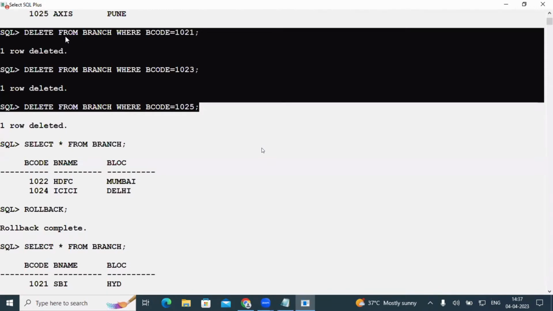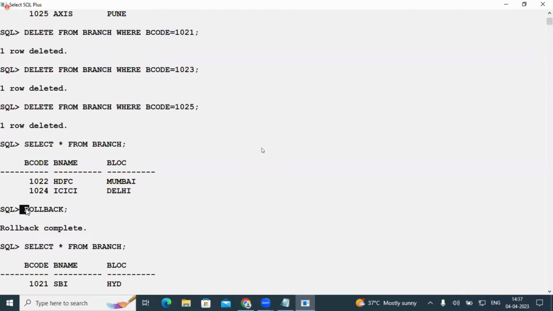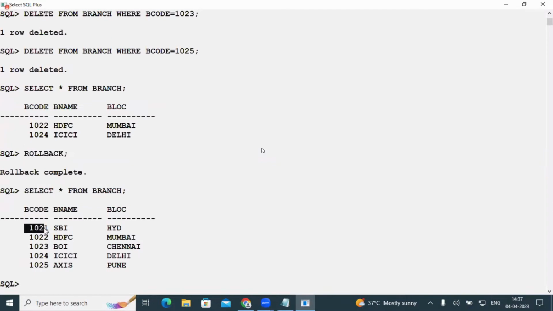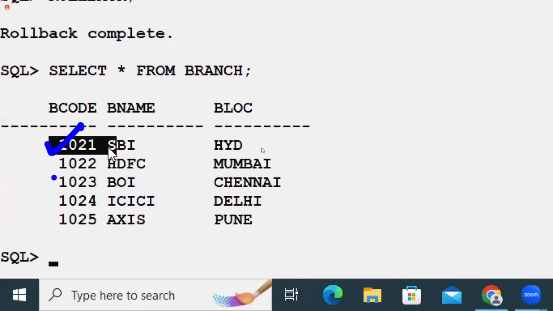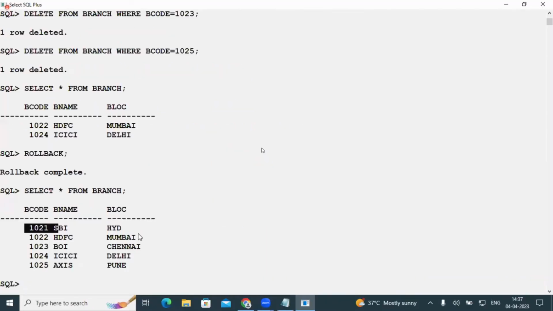1021 committed, 23 committed, 25 also committed. If I use rollback, all are rolled back: 1025 rollback, 23 rollback, 21 rollback. That's why all came back into the picture, 21, 23, 25. Now the requirement, observe carefully. Up to here, no doubt? Are you clear now? Commit means all are committed. Rollback means all are rolled back. Are these two commands clear now?